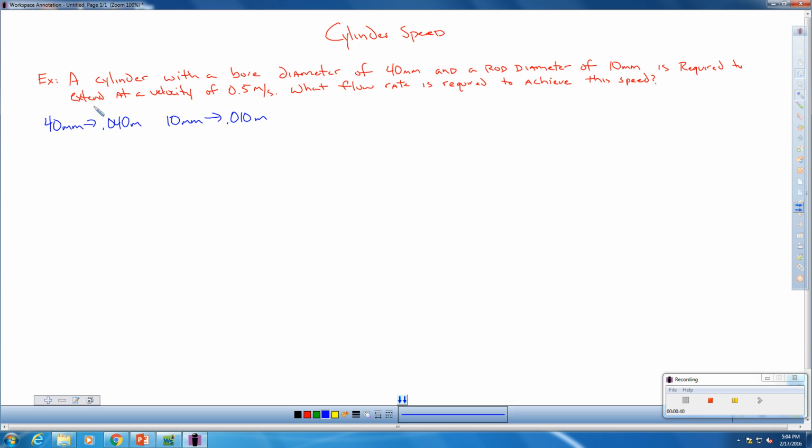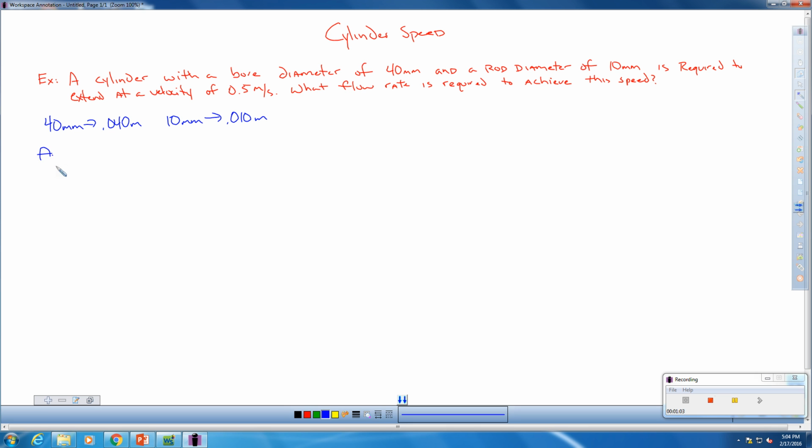Why? Because we are talking about the extension velocity. What are we doing to extend? When we're extending, the rod diameter's area does not play a factor, so we're going to neglect that. We don't need that for this problem. We do need the bore diameter, though, to calculate the area of the piston.